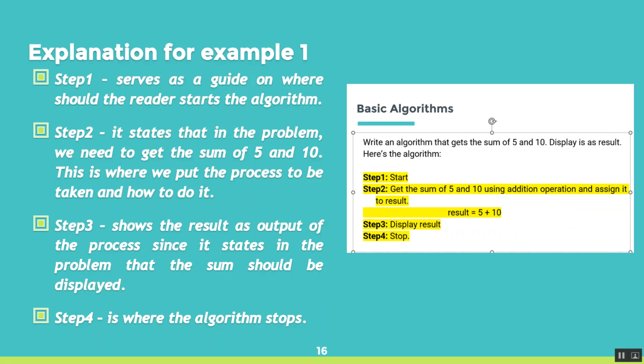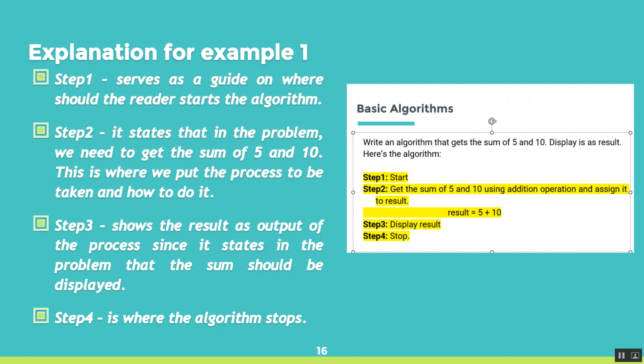Now here's an explanation for example 1. So step 1, it serves as a guide on where the reader should start the algorithm. And then step 2, it states that in the problem, we need to get the sum of 5 and 10. This is where we put the process to be taken and how to do it.